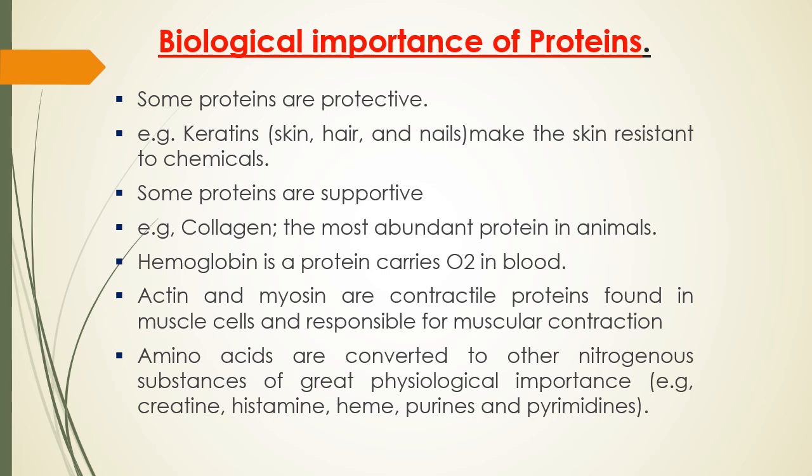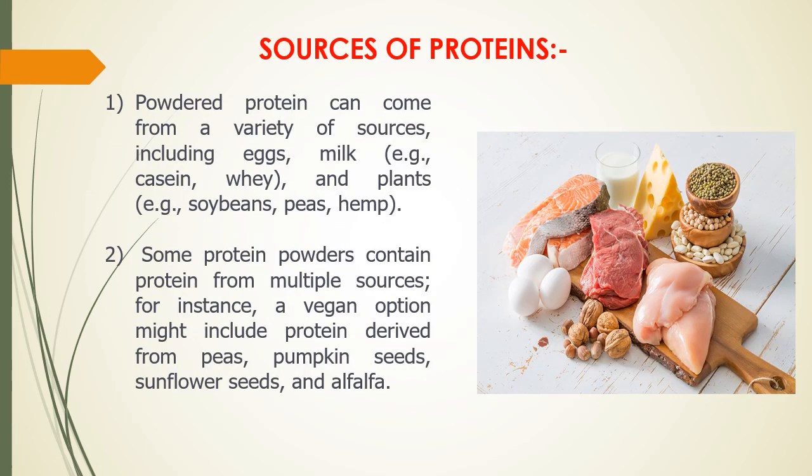Many proteins are protective as well as supportive. Hemoglobin is a protein which carries O2 in the blood. Actin and myosin are the contractile proteins. The amino acids are converted to other nitrogenous substances of great physiological importance. Let's see the various sources of the proteins.